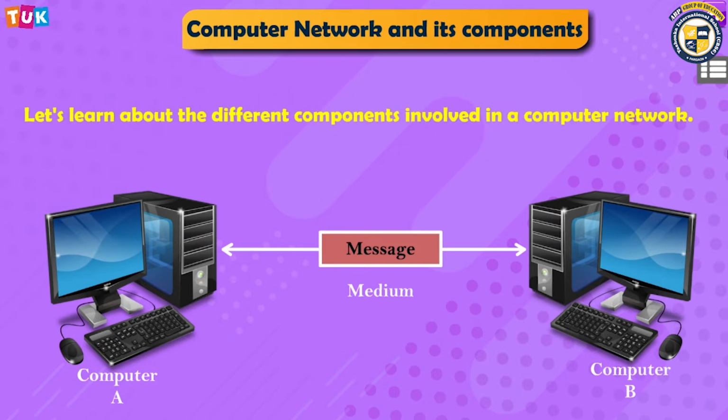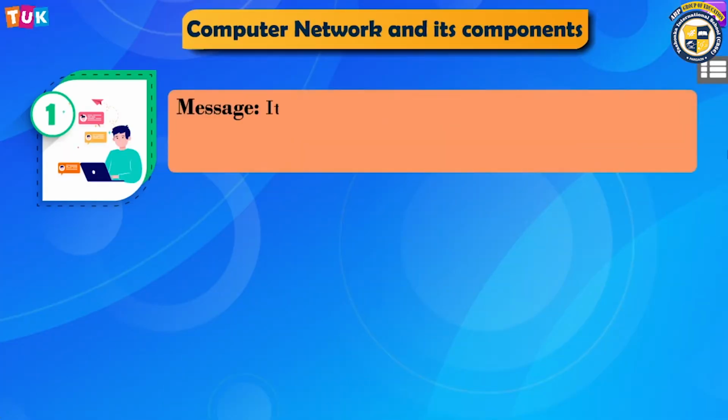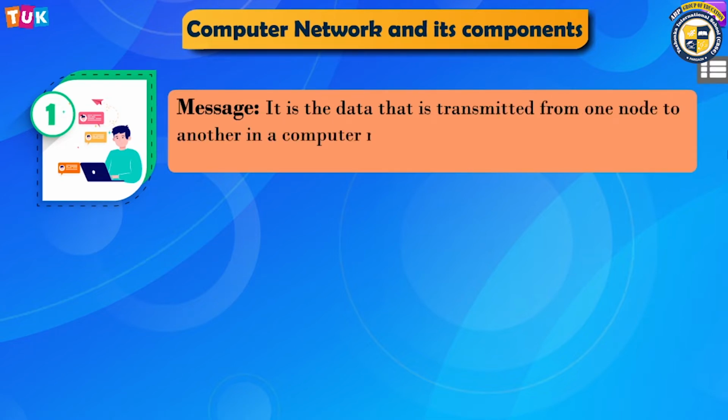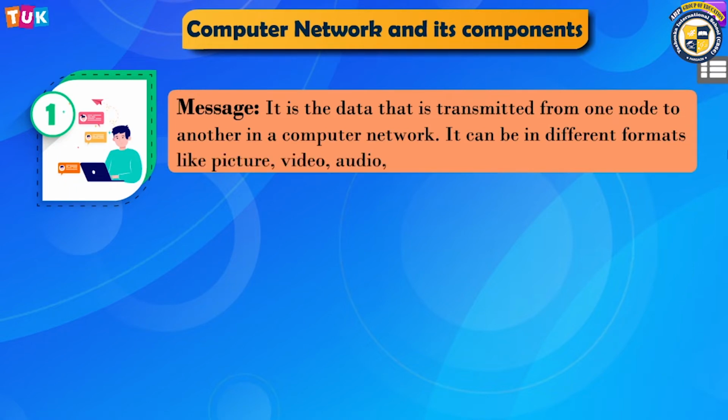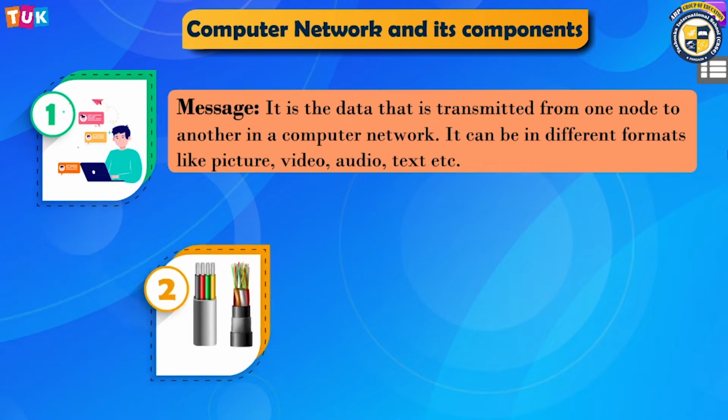Let's learn about the different components involved in a computer network. Message. It is the data that is transmitted from one node to another in a computer network. It can be in different formats like pictures, video, audio, text, etc.